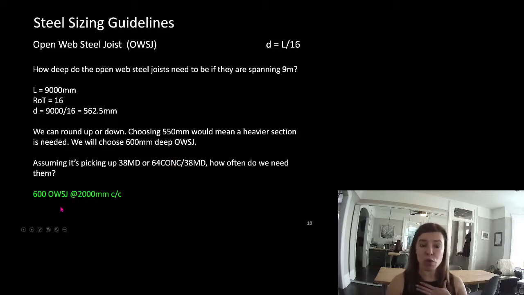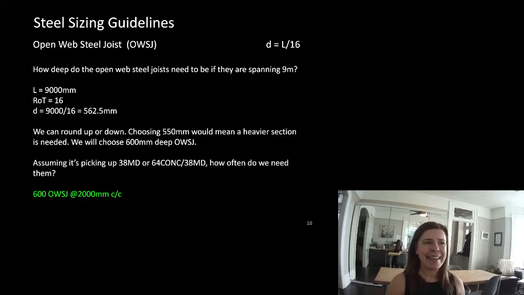So if I was drawing a preliminary drawing set and I knew I had 9 meter bays and we wanted to use metal deck or concrete on metal deck, I would say I'm using 38 metal deck or 64 concrete on 38 metal deck with 600 millimeter deep open web steel joists at 2 meters on center.